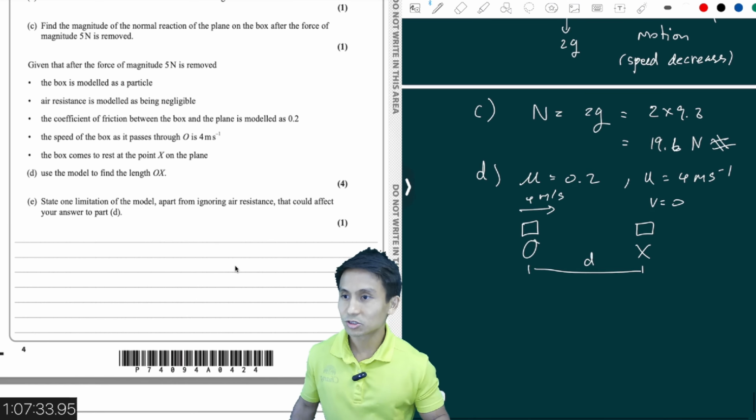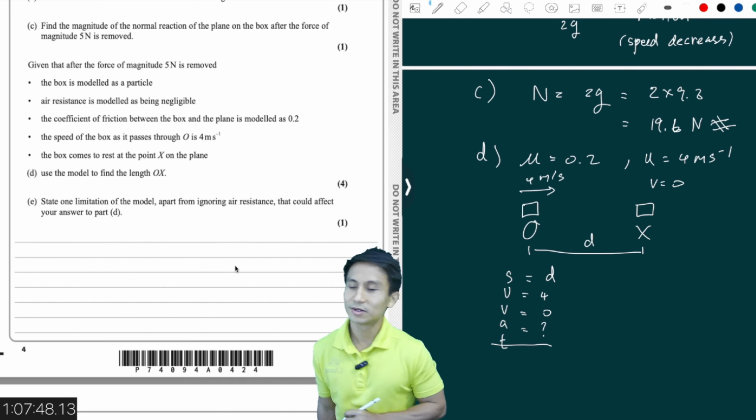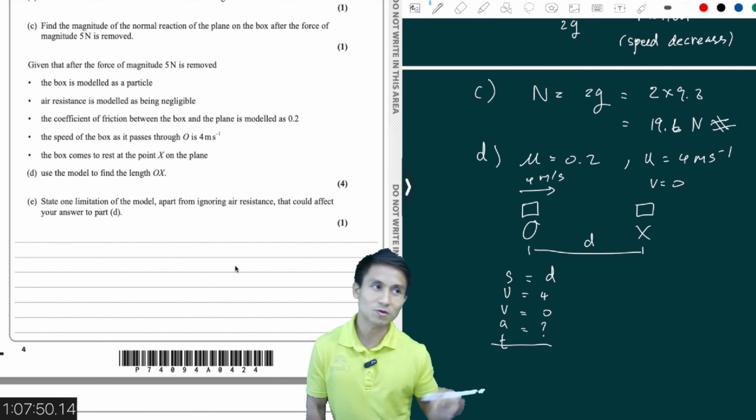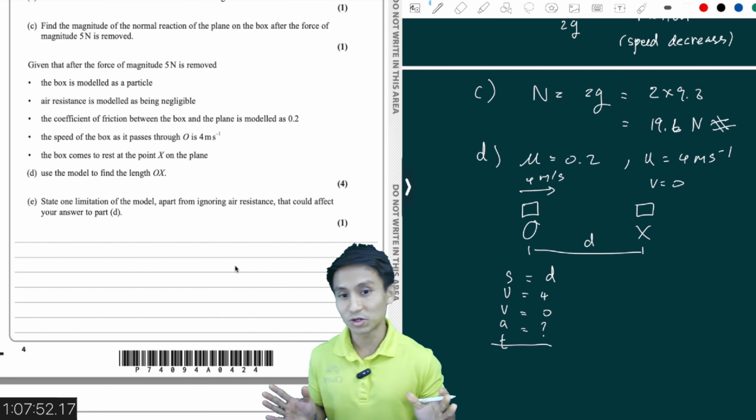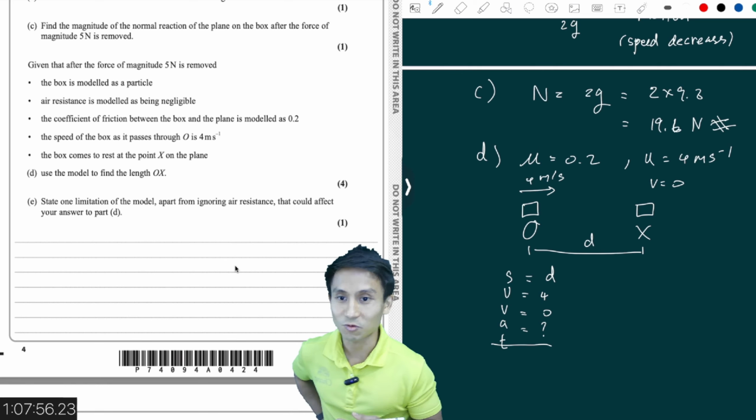All right. So we have initial speed. Let's use suvat. Distance is d, we want to find that, and then initial speed is 4. v is 0. a is something we need to know. t we don't care about. So I'm just going to use v squared equals u squared plus 2as, but we don't know the acceleration yet. In this case, we need to find deceleration.